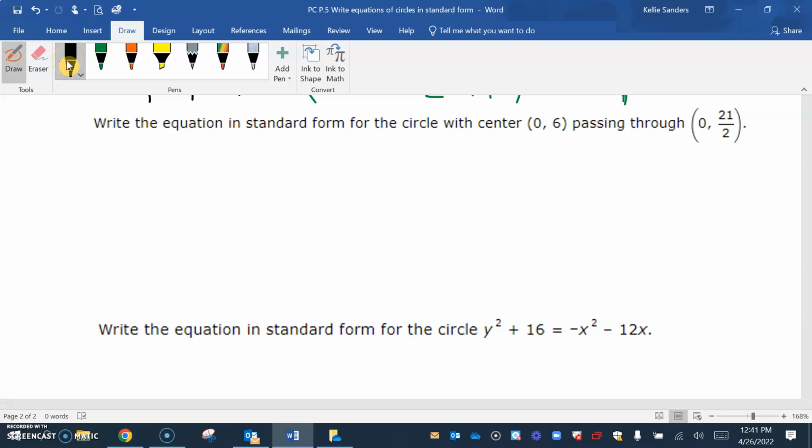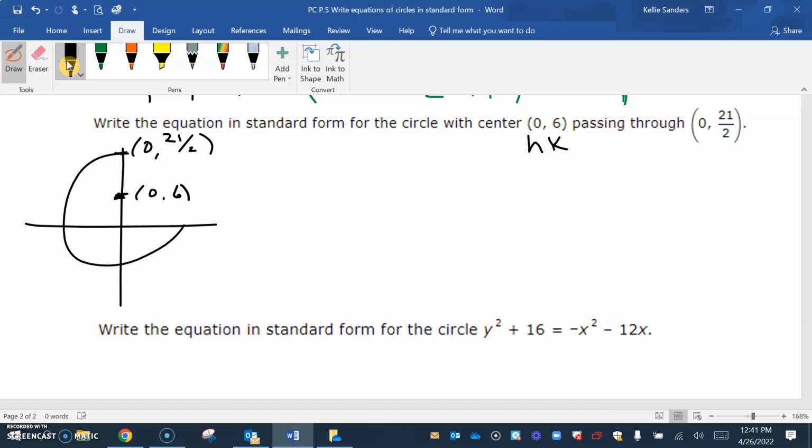Write the equation in standard form for the circle with the center, so this is our h and this is our k, passing through this point. Right, so if we have (0, 6) here, and that is our center, and it passes through (0, 10 and a half), because that's what 21 over 2 is. So if this is the center, then it's going to look something like that, and that's our h and k, so all we need is our r.